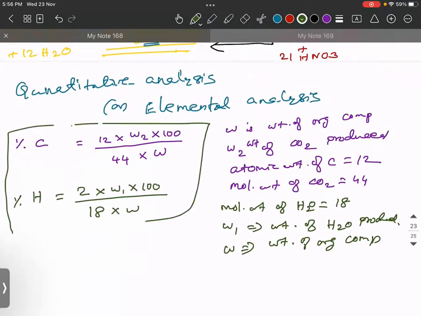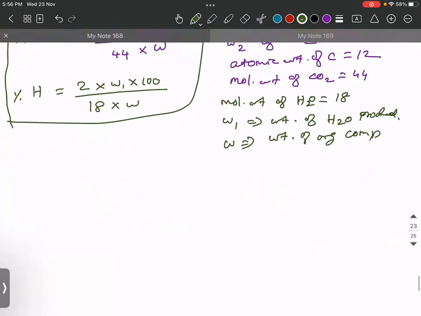Simply, the carbon is converted into carbon dioxide, that's why 44, and 12 is the atomic weight. Whatever compound you have taken, part of it is converted, so converted divided by taken into 100. In the same way, 2 for hydrogen and 18 is the molecular weight of water. W1 is the water produced, W is the organic compound taken, into 100. That's all.